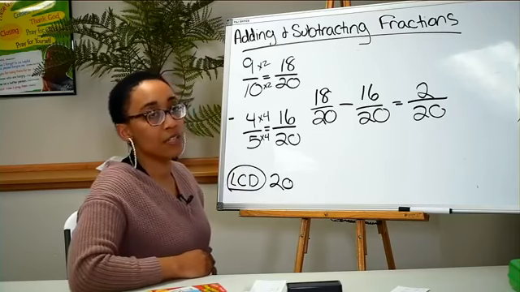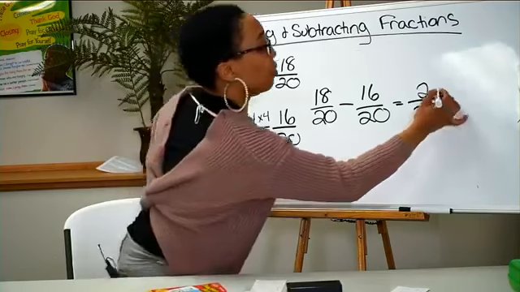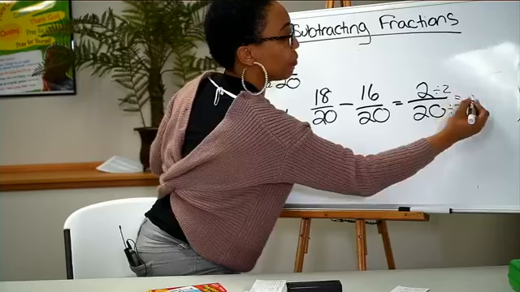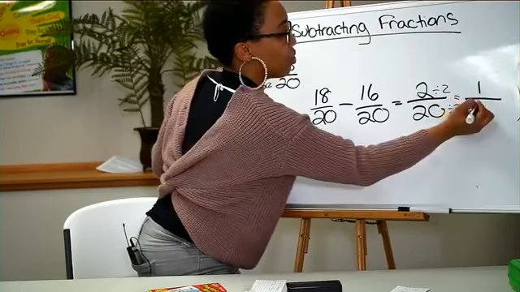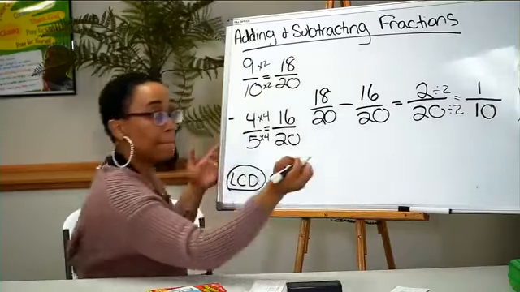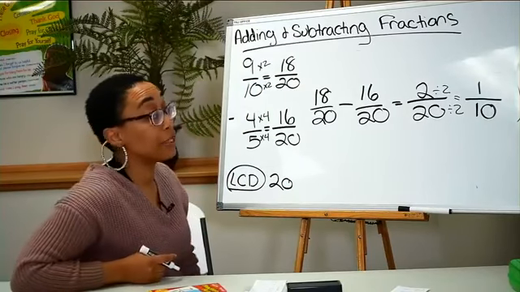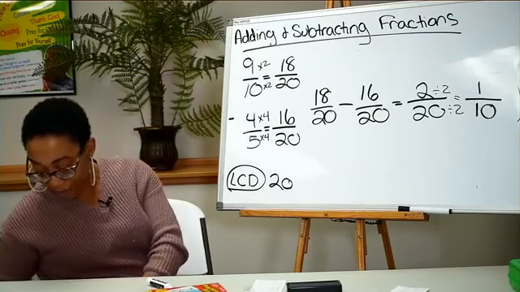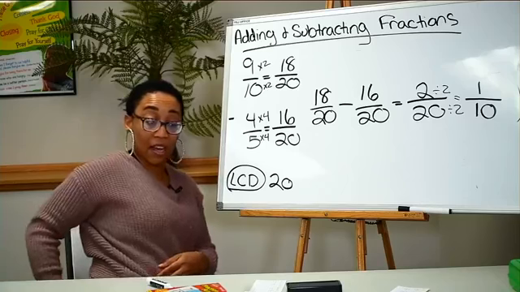So we're going to reduce it by dividing both numbers by 2. What you do to the top, you do to the bottom. So 2 divided by 2 is 1. 20 divided by 2 is 10. Are we done now? I think we are, because we cannot reduce 1/10 anymore. Sorry, I dropped my mic. So, we're all done. That's the answer.